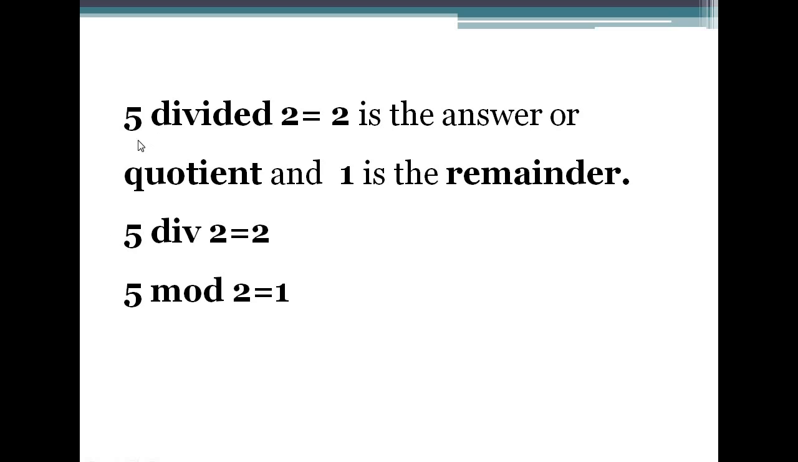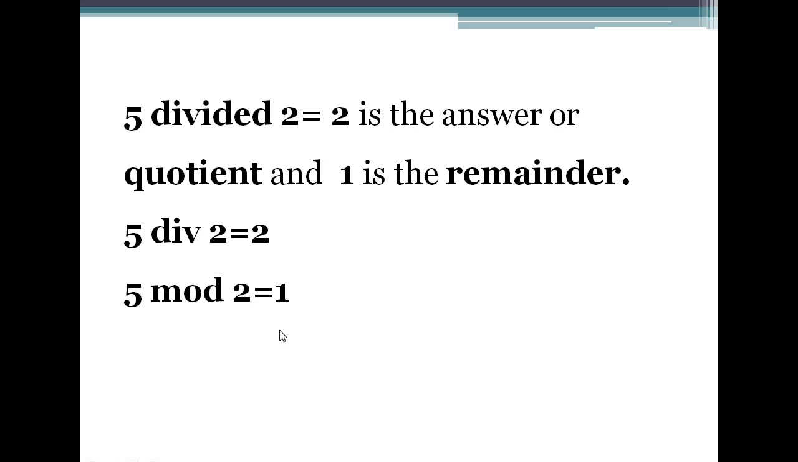Now here is a given example. 5 divided by 2, we will get the answer 2. It is also known as the quotient, and the remainder will be 1. In C, C++ or any programming language, we have two arithmetic operations for division. In algorithms, we are going to represent them by saying div or mod. When we give 5 div 2, the answer will be 2, that is, we get the quotient. When we give 5 mod 2, we get 1, that is the remainder.